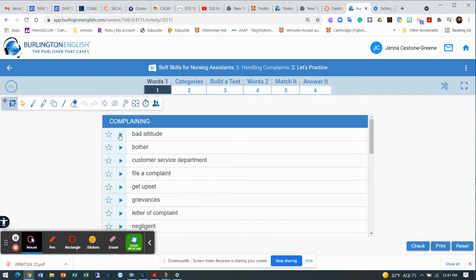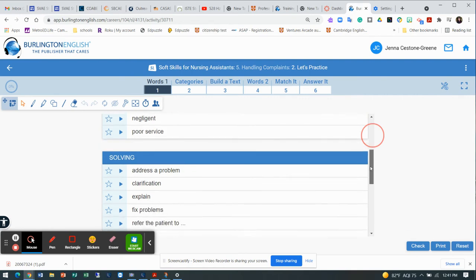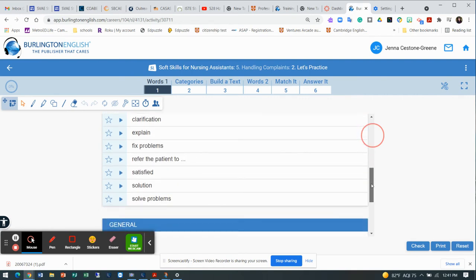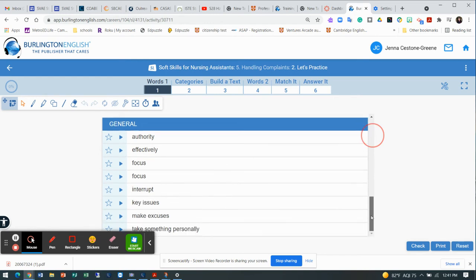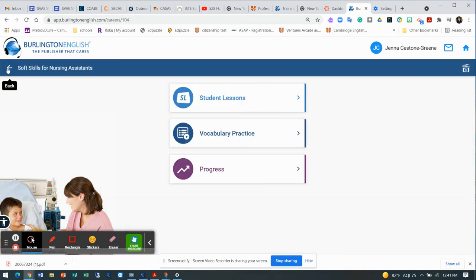The good thing is that this helps them with bad attitude, talking about bother, Customer Service Department. All of these have really good breakdown in vocabulary and how to use it, and they often will see this and it'll help them practice. It's just extra practice. Okay, so we really hope everybody uses this. We even have vocabulary for welding.